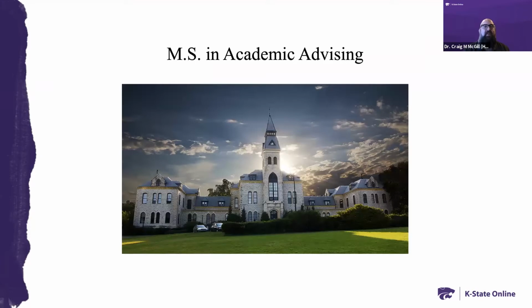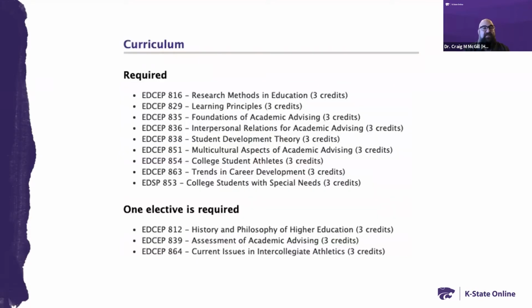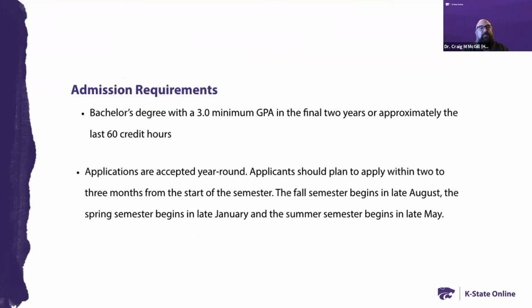The Master's of Academic Advising consists of those 5 classes plus 5 more. Those consist of research methods, interpersonal relations in academic advising, college student athletes, and college students with special needs. Those are the 9 required courses, and then you take 1 restricted elective from this list, either history and philosophy of higher education, assessment of academic advising, or current issues in intercollegiate athletics. And there's a capstone at the end of that, a capstone project.